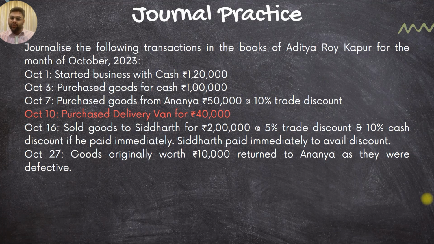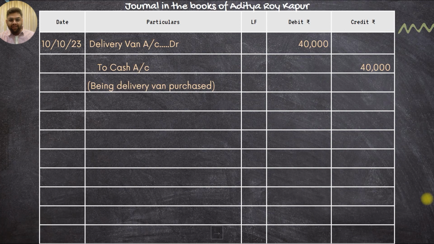Next transaction, October 10. Purchase delivery van for rupees 40,000. The journal entry will look like this. Delivery van account debit to cash account. Delivery van will be debited because debit what comes in or asset increase is debit. Cash will be credited because credit what goes out or asset decrease is credit. Narration will be being delivery van purchased.